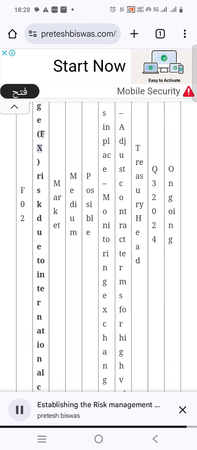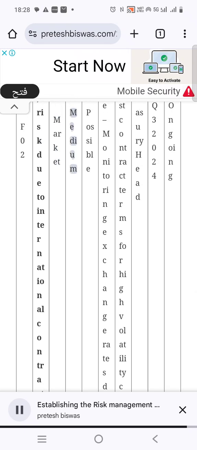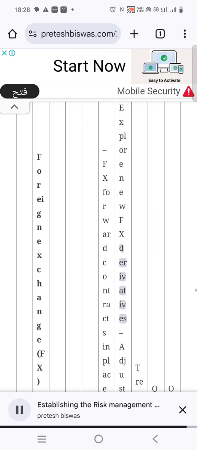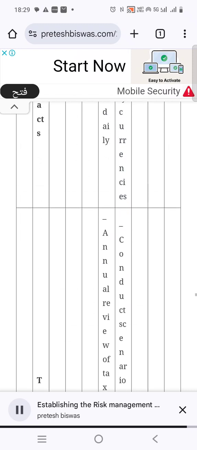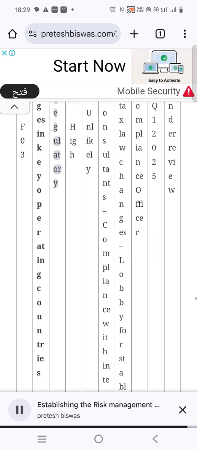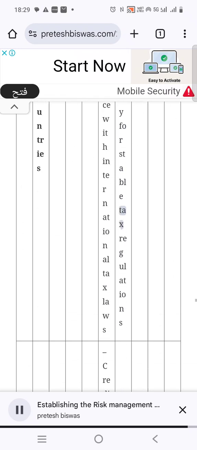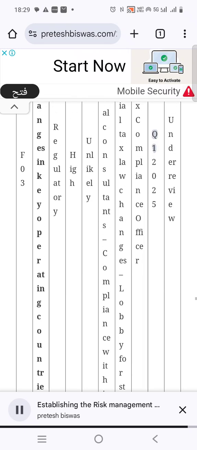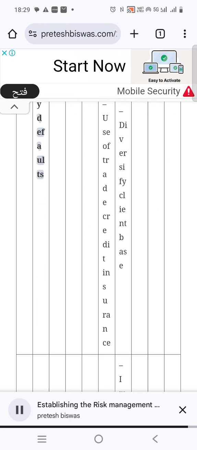Foreign exchange, FX, risk due to international contracts. Market. Medium. Possible. Explore new FX derivatives. Adjust contract terms for high volatility currencies. Q3 2024. Ongoing. Tax regulation changes in key operating countries. Regulatory. High. Unlikely. Conduct scenario analysis for potential tax law changes. Lobby for stable tax regulations. Q1 2025. Under review.